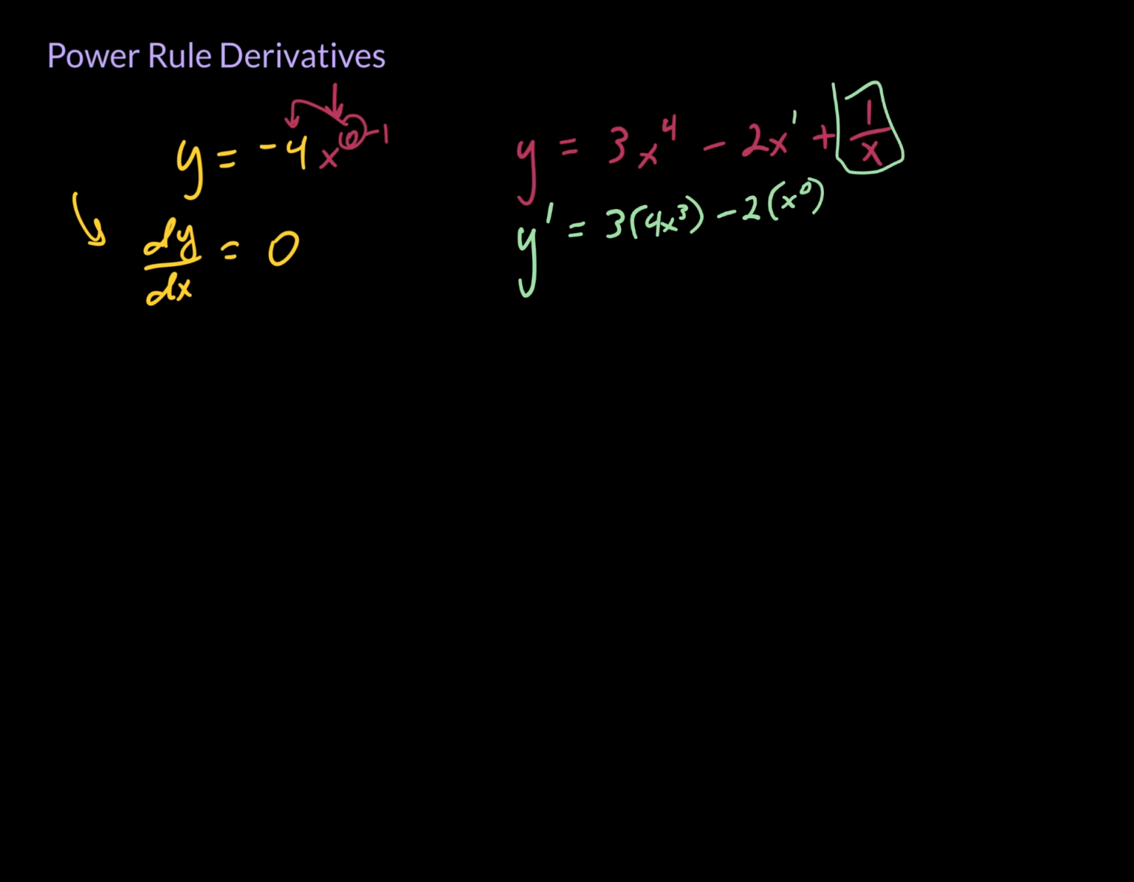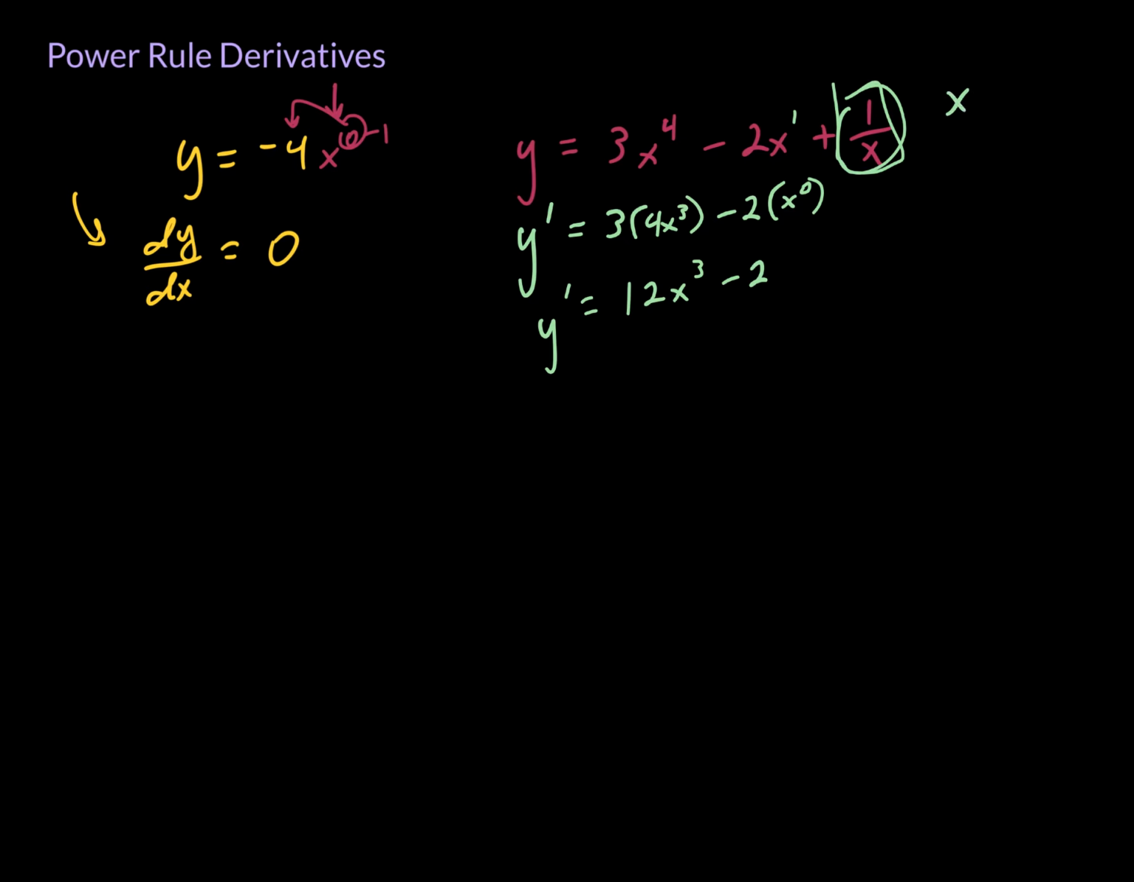Now what do we do with this one? Well, let's just clean up these two terms, because this is going to be 12x to the third, and this is minus 2 times 1. Well, we didn't talk about fractions yet. It's not like you take the derivative of the top and the derivative of the bottom. That's not correct. We need to be able to rewrite this.